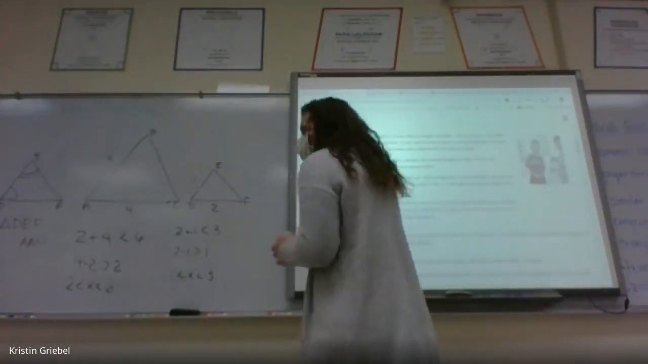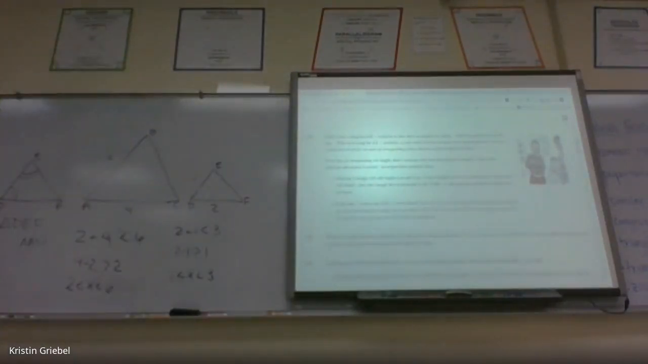So then let's try to come up with some new ones. What parts of the triangle do we use to prove congruency or similarity?